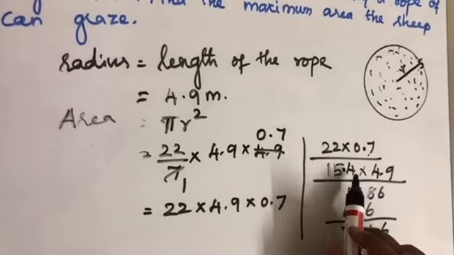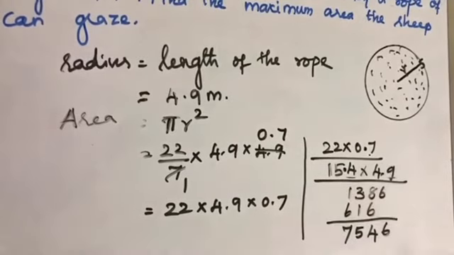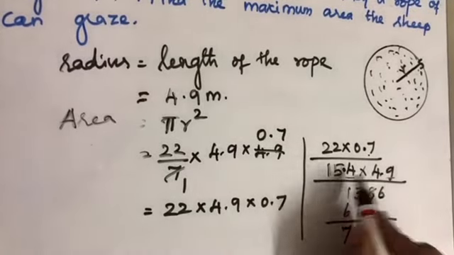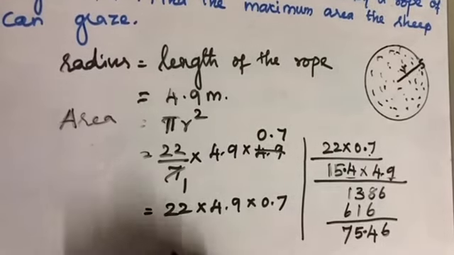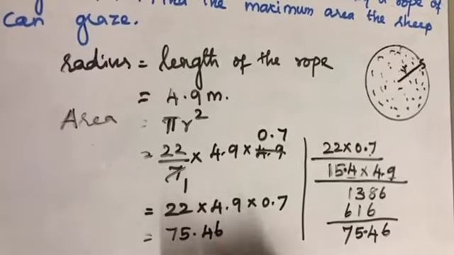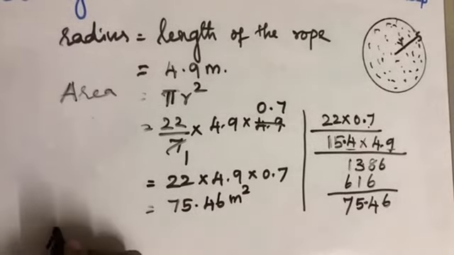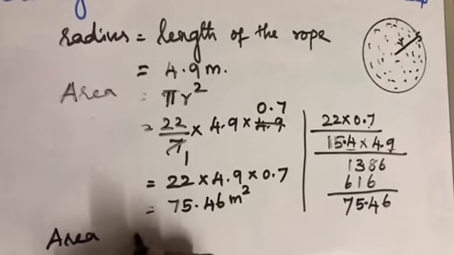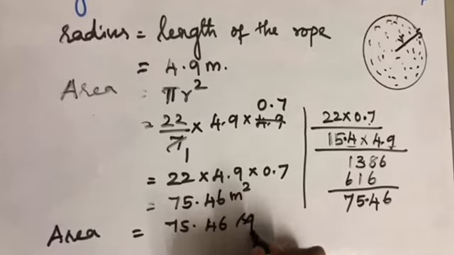So here after the decimal place, here one value and here one value is there, one digit. So as a whole 2 digits. So we can keep the decimal point before the 2 decimal places. So it is 75.46 meter square or square meter. So the area the sheep can graze is 75.46 square meter.